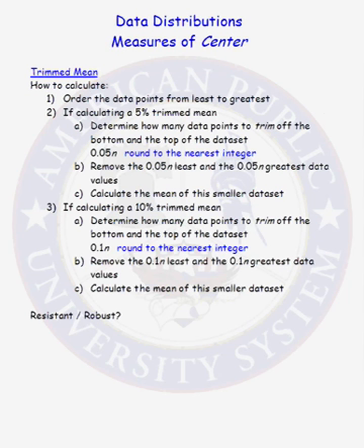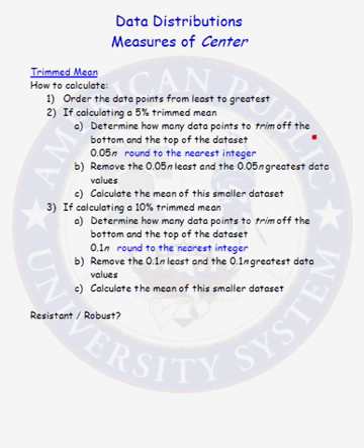The last measure of the center of a data distribution is the trimmed mean. How do you calculate a trimmed mean? First, you want to order the data points from least to greatest. There are many different trim means you can calculate. Typically a 5% or a 10% trim mean is the most common. If we are calculating a 5% trim mean, you want to determine the number of data points to trim off the bottom and the top of the data set.